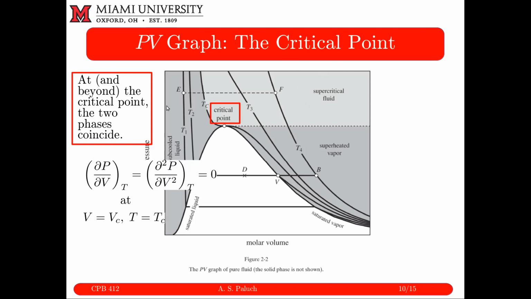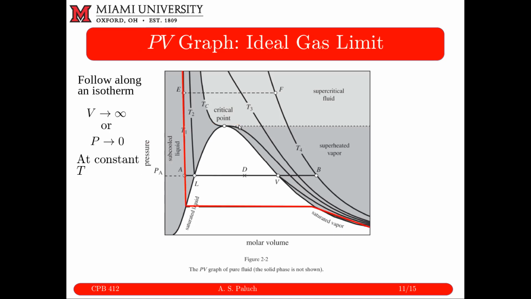A special point about my critical isotherm, again at this critical point, is that it exhibits an inflection point. If I look at my critical isotherm, its first derivative is 0 here, and its second derivative is also 0. It goes from being concave up to concave down. We'll use that later on when we talk about cubic equations of state.